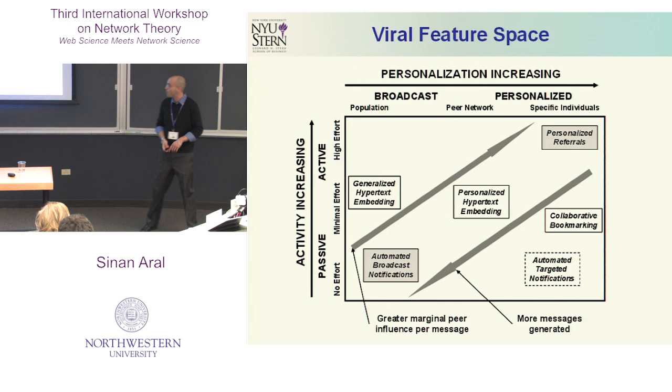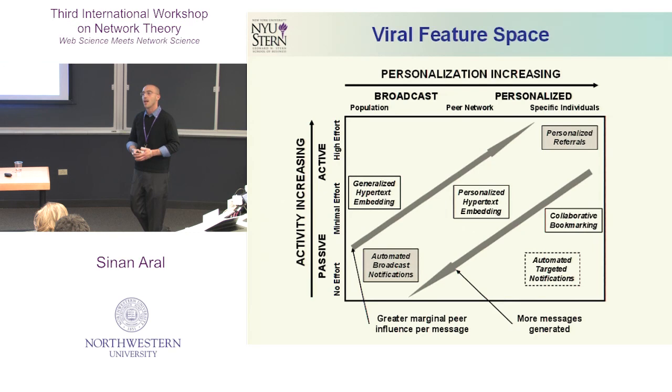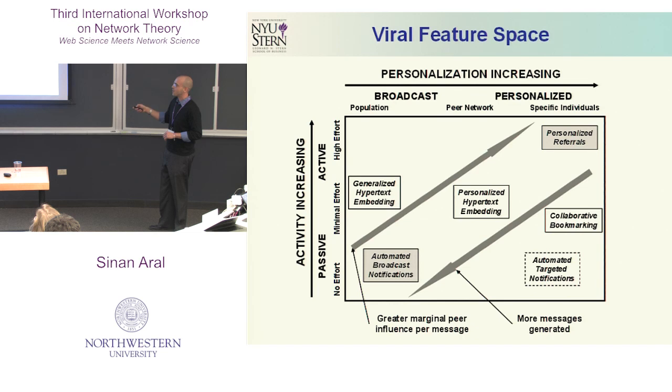So we sort of outlined this viral feature space. It's not comprehensive. There are probably a lot of other dimensions on which we could describe viral features or aspects of viral product design. But the two that we talk about are personalization and activity. So along this dimension, personalization is increasing. The feature is targeting specific individuals. And along this dimension, activity is increasing. It requires more effort for me to engage this feature.